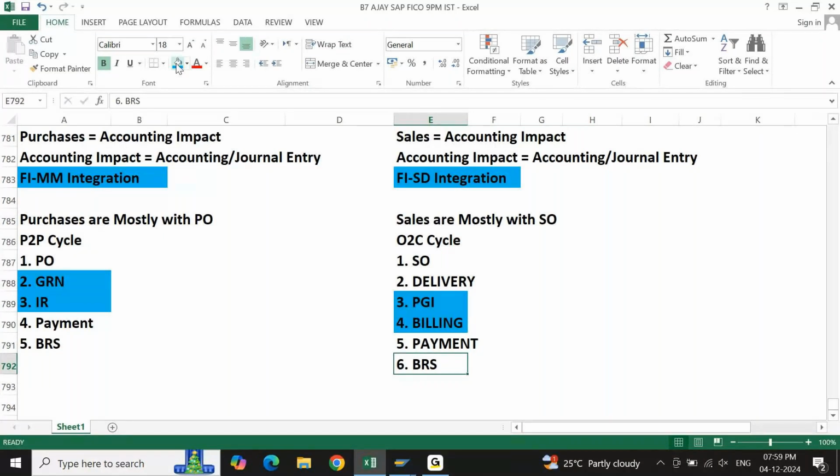If you look at FI-MM integration, you must know P2P cycle, point number 1. Point number 2, within the P2P cycle, where your accounting entries are coming. Clear? 2 points. First point, purchase order until BRS. Second point, where your FI-MM is getting integrated, only at 2 positions, GRN and then invoice receipt. Similarly, FI-SD integration, you need to know the full process.